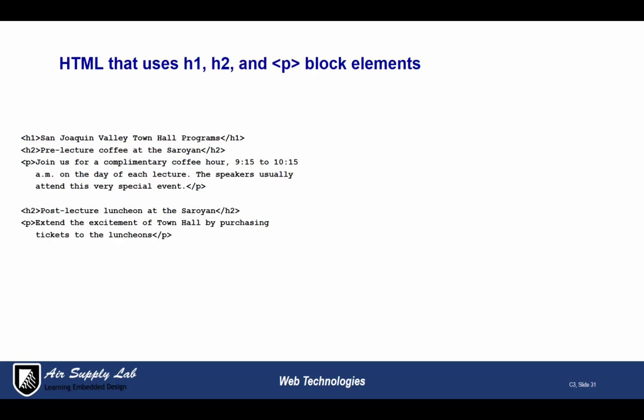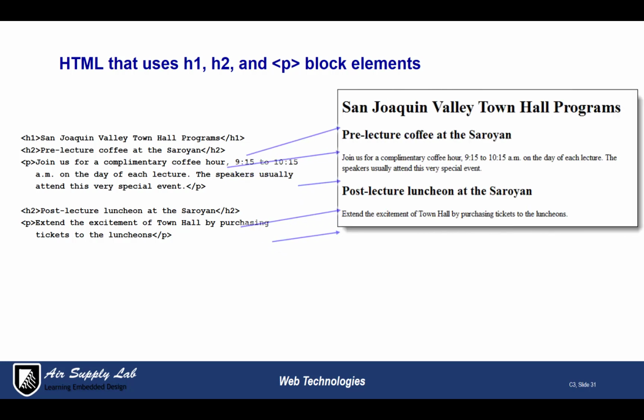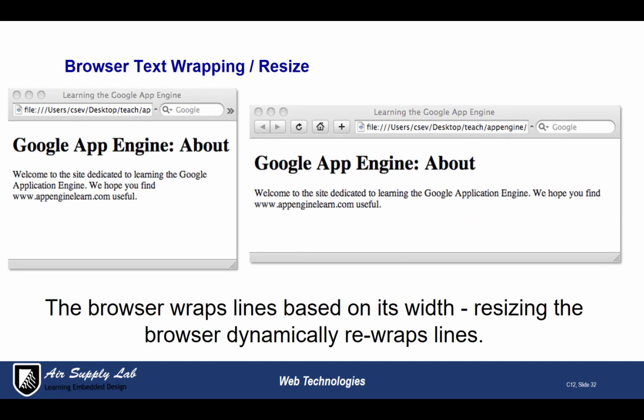Here you can see the heading tags and paragraph tags in the web page, and the results are on the screen. You can see that the heading tags have different font sizes and attributes. The browser will automatically resize and reorganize the web page content based on the browser's size.